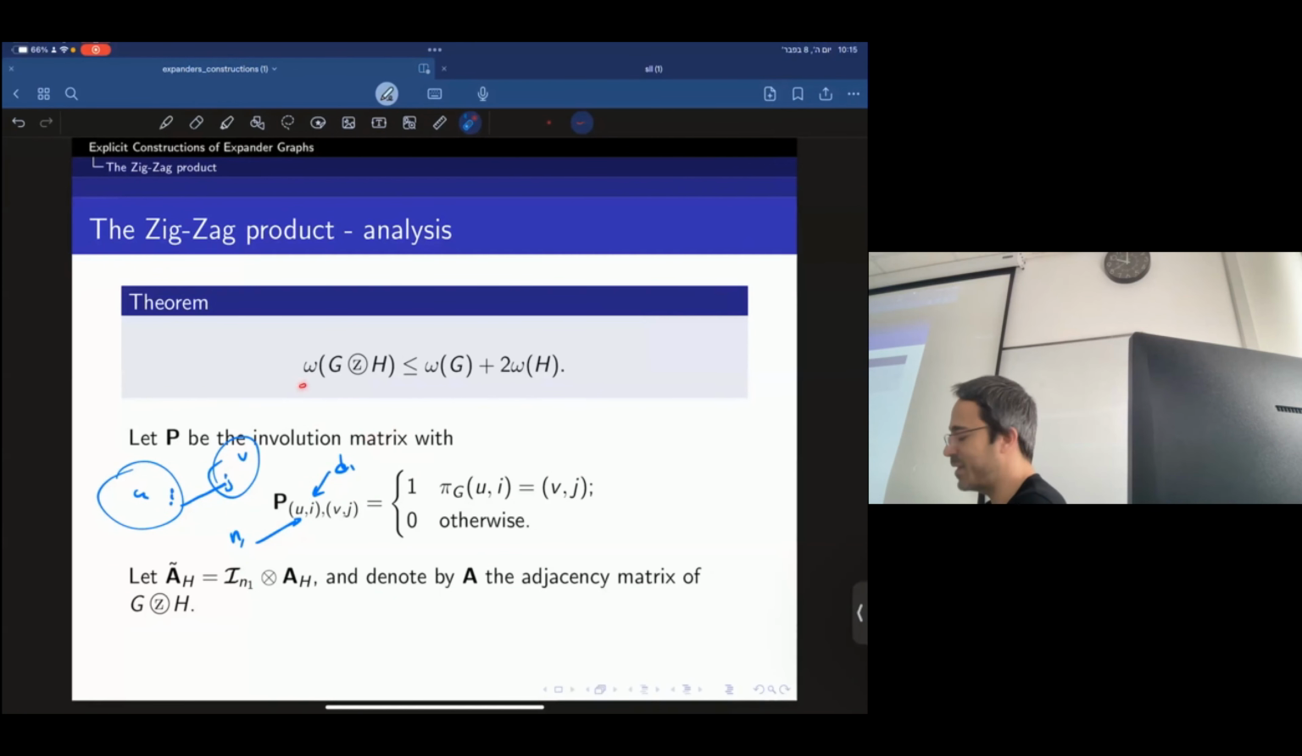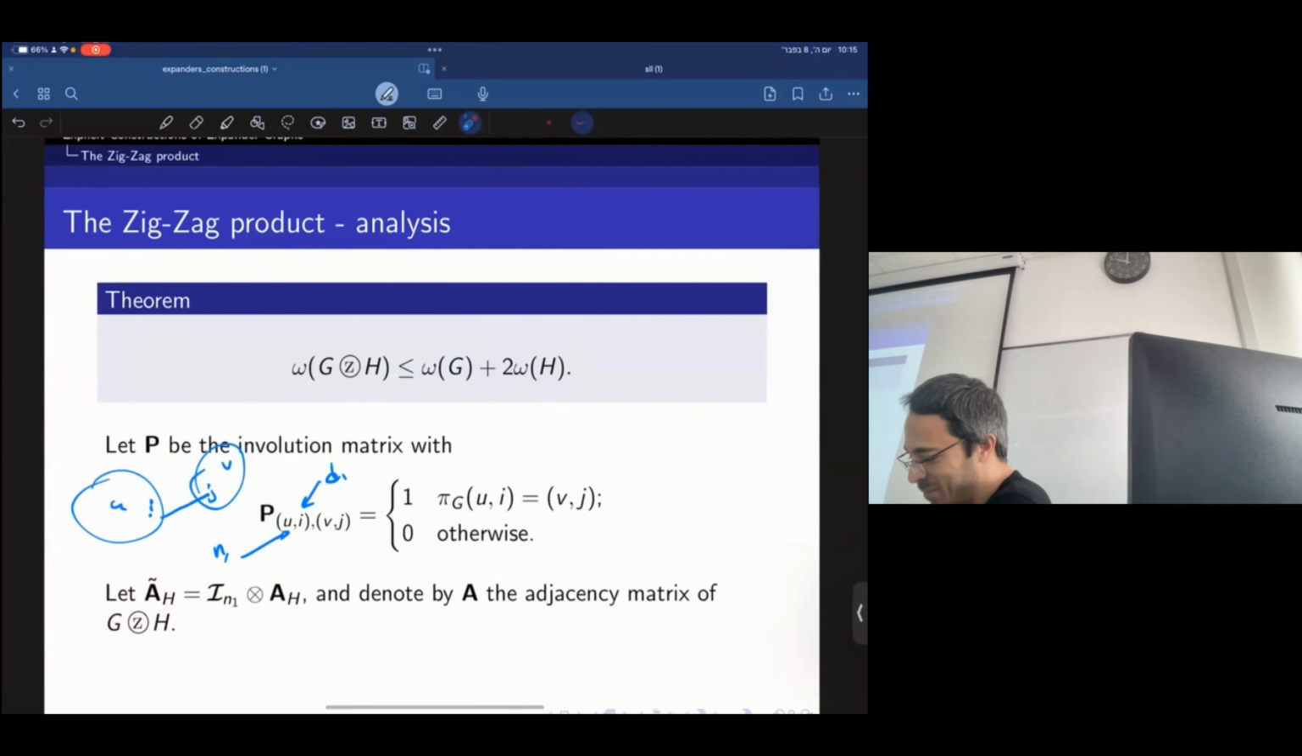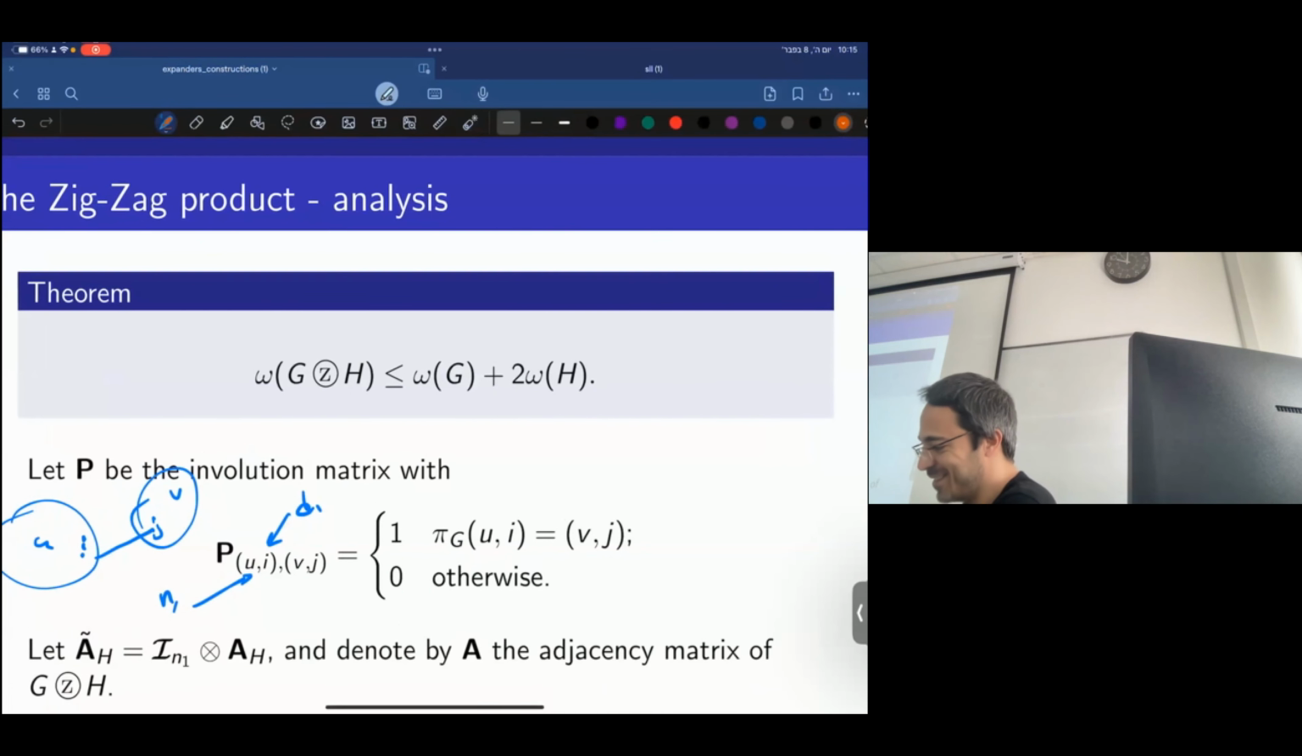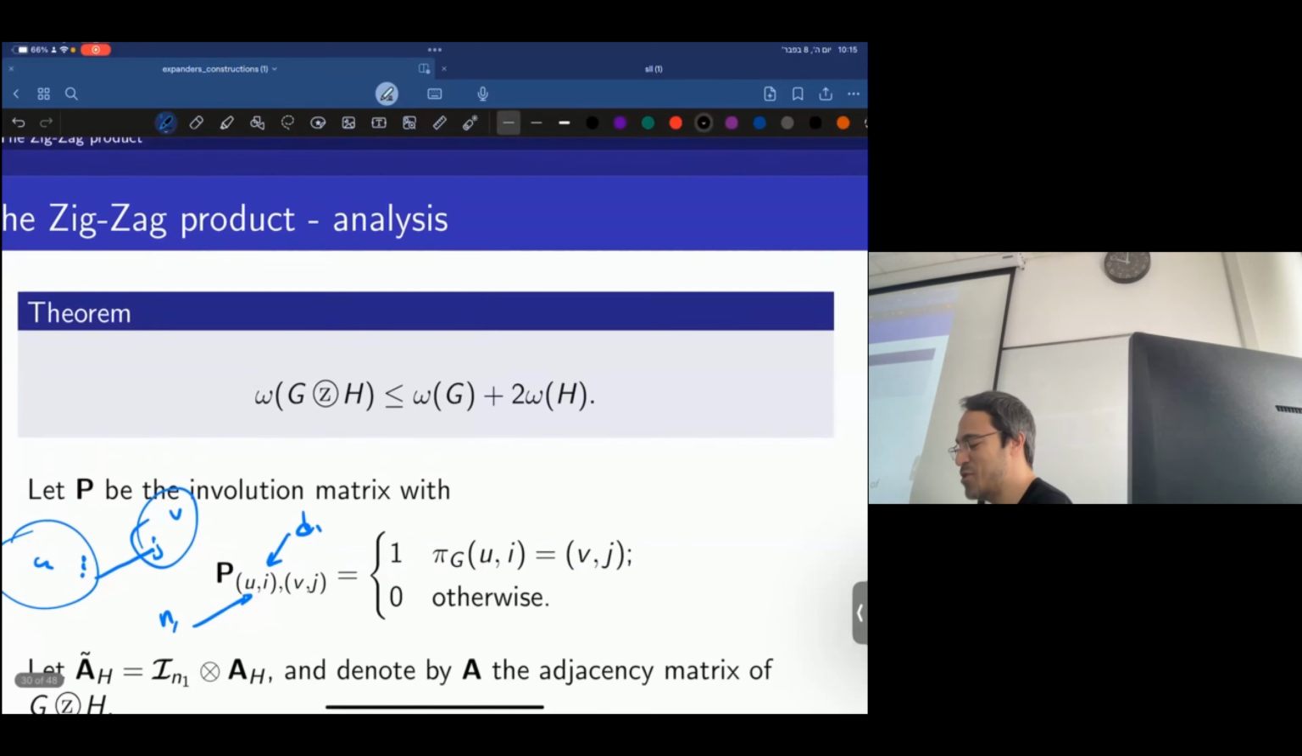That's the main theorem we proved. That's the only non-trivial thing, the spectral expansion. So omega, you get, it's kind of a good karma. You get one hit of omega G and two hits of omega H, because you do two steps of H and one step of G. But that's actually not tight. You deserve better.